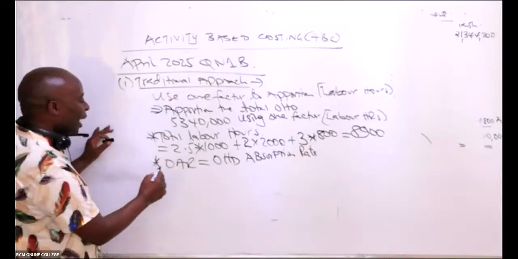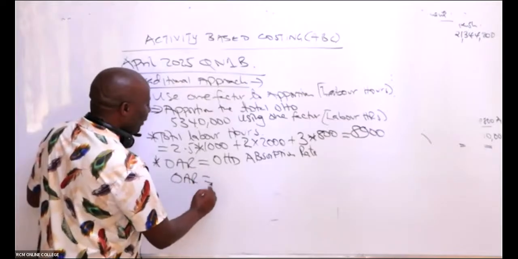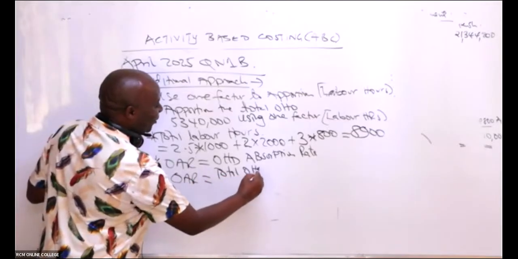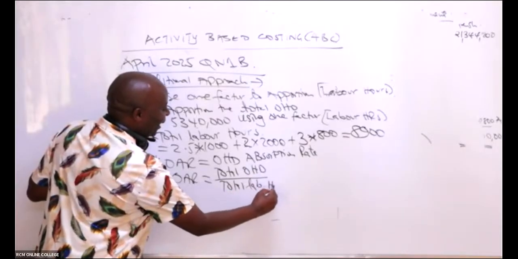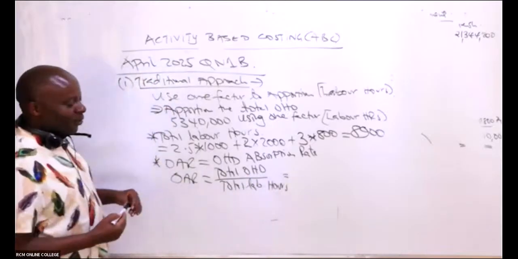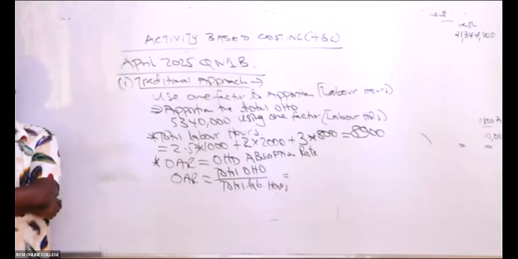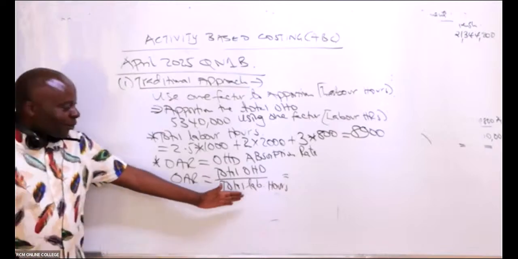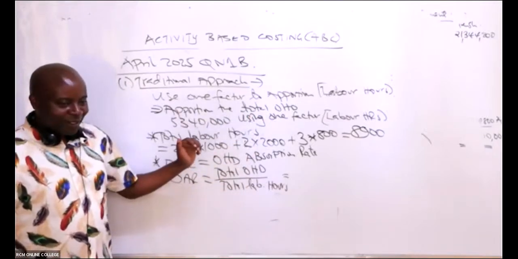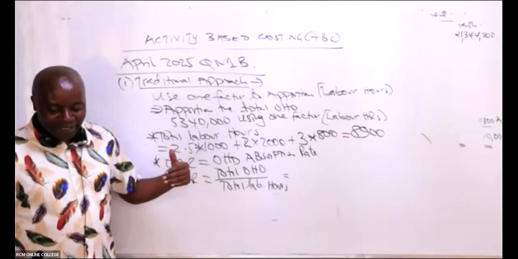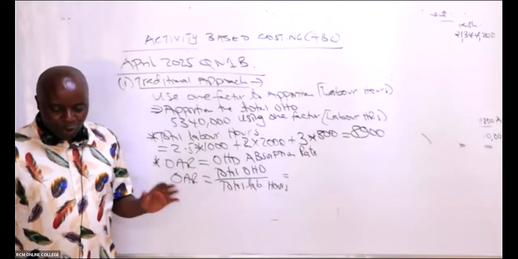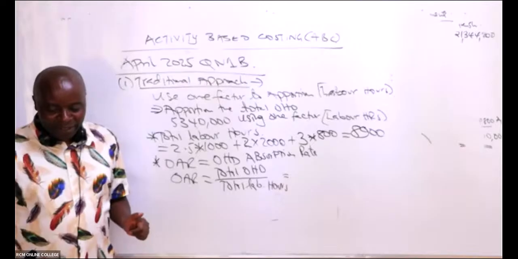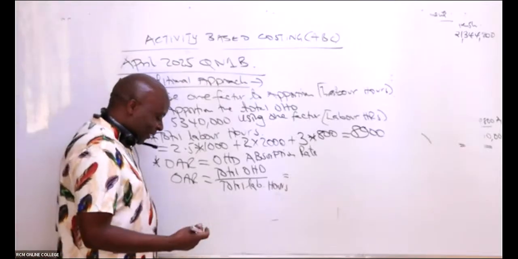How do I get this OAR? So OAR will be the total overhead all over the total labor hours. Because here we must use the factor of absorption, the basis of absorption, and the basis in this case here is labor hours. So total overhead over total labor hours. So total overhead, how much are we talking about?